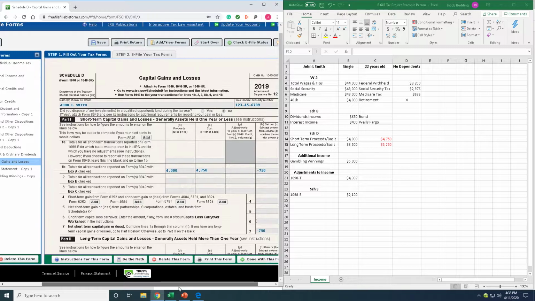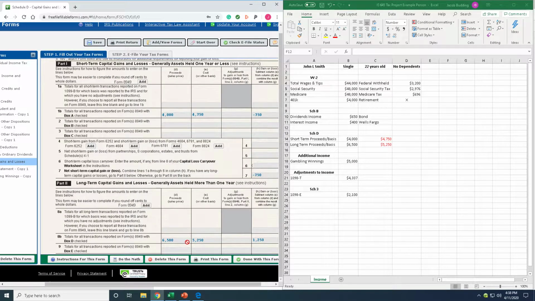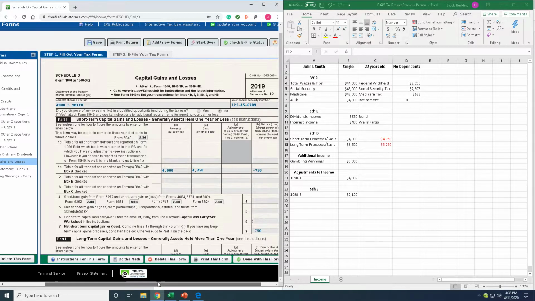So when you get to Schedule D, there's a form called the 8949. This is what covers all your trades. So all these numbers here, I didn't input. They were filled in. So we're going to go over the 8949 first.